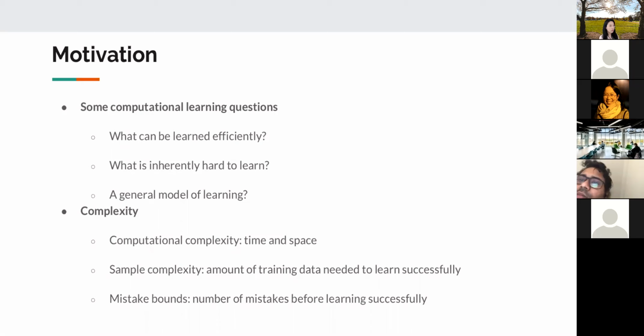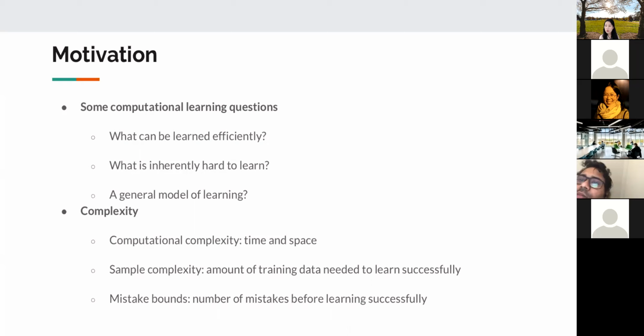In terms of complexity, everyone is familiar with computational complexity. It involves time and space. What is your time complexity? What is the space complexity? How much memory would you take, right? And then there is another concept which is more statistical, which is the sample complexity. Sample complexity basically means the amount of training data needed to learn successfully. So what do I mean by learning successfully?